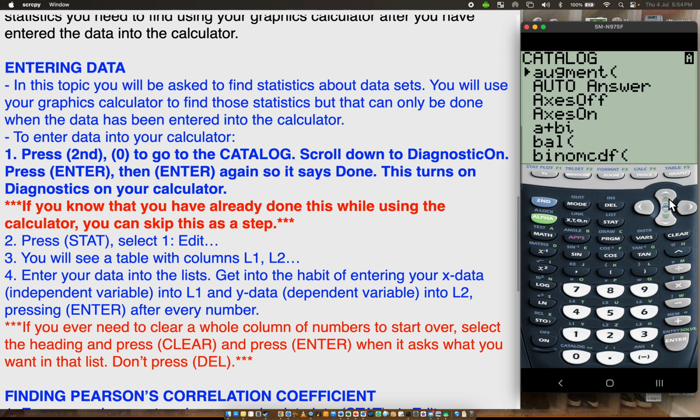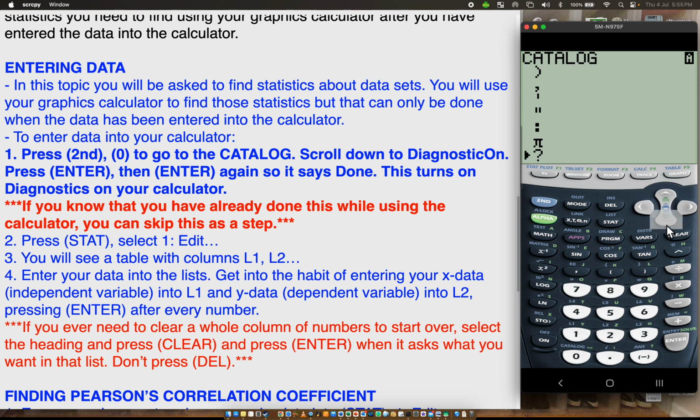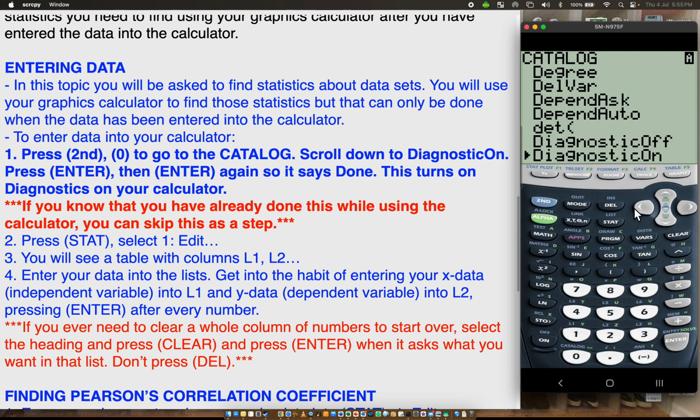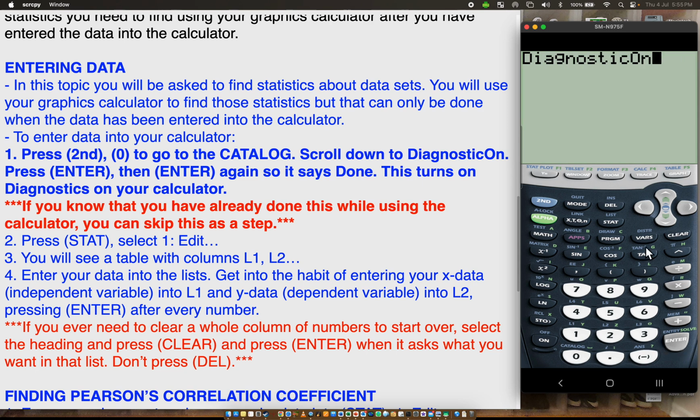If you want to play smart about it, you can go to this x to the -1. You can see above it is D in green. I can quickly skip down to the D entries by pressing that, because that's the D button, and then scroll down only a little bit to get to diagnostic on. Once you've got to diagnostic on, you press enter, and it says, do you want the diagnostics on? It should say question mark, but it doesn't. And then you press enter again. It says done, which means I've turned diagnostics on.